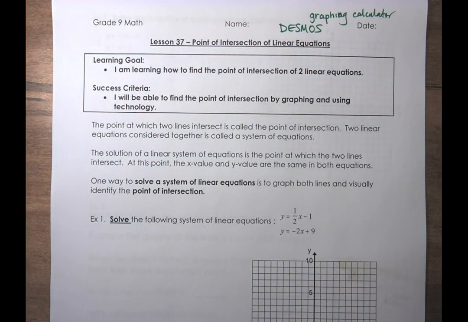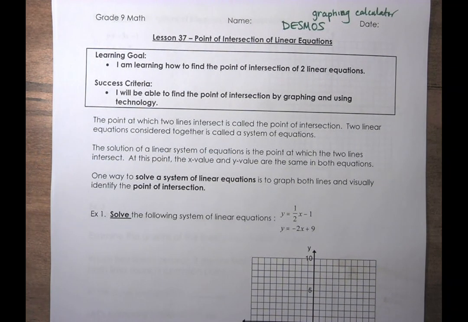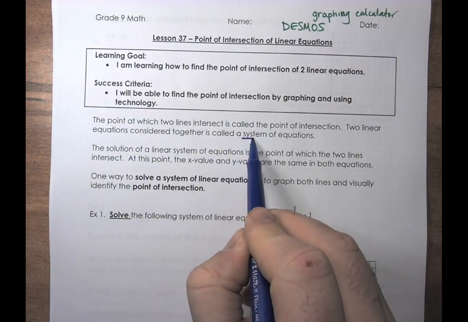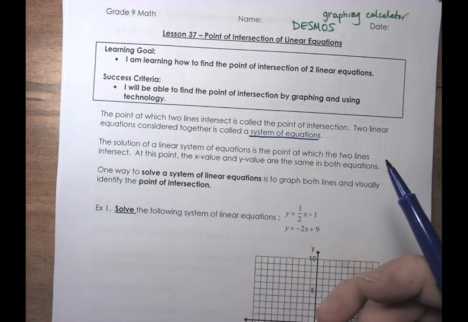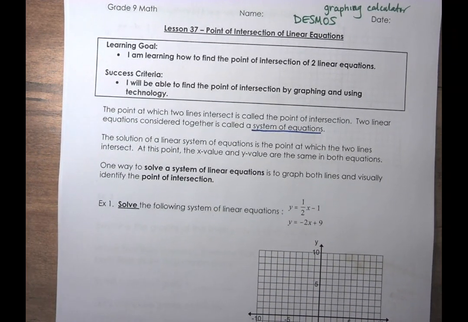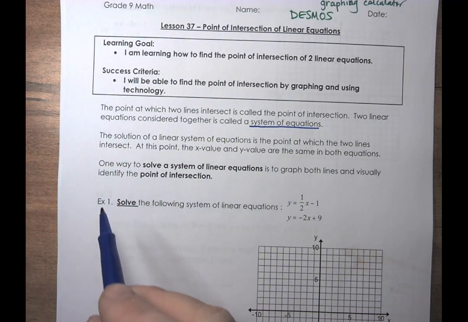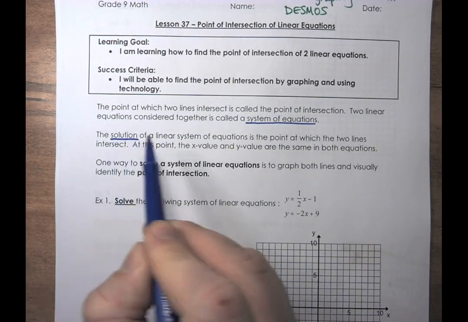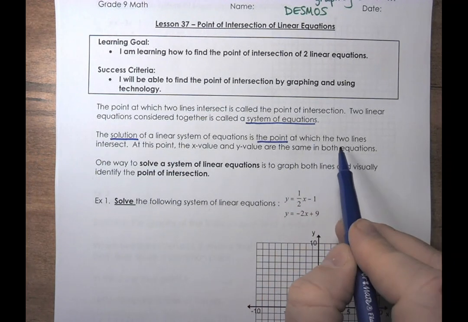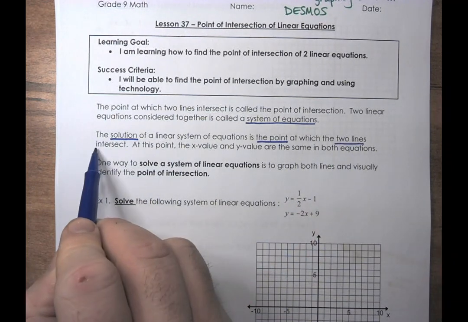So the point at which two lines intersect is called the point of intersection. Two equations considered together is called a system of equations. So two or more, and you'll learn more of that when you move into grade 10. But the solution is the point of these equations where two lines intersect.